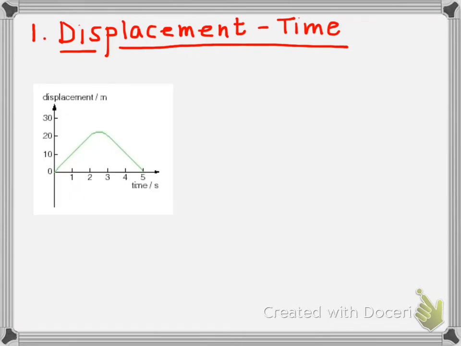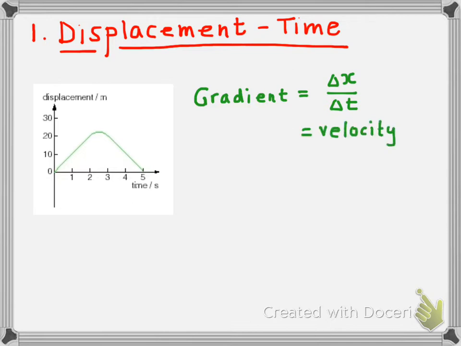This might be a typical displacement time graph you might come across. Notice that the y-axis is displacement, measured in meters, and the x-axis is your time axis. And let's start by considering the gradient. The gradient of a displacement time graph is your change in displacement, delta x, over your change in time, delta t. And of course you remember that delta x over delta t is simply your velocity. So the gradient of a displacement time graph gives you your velocity.